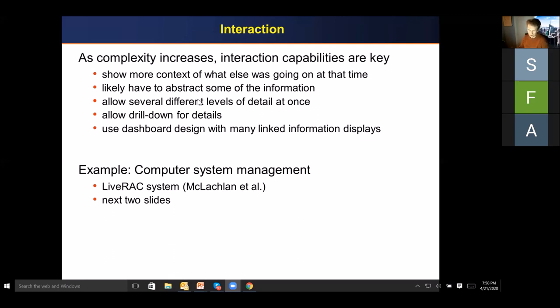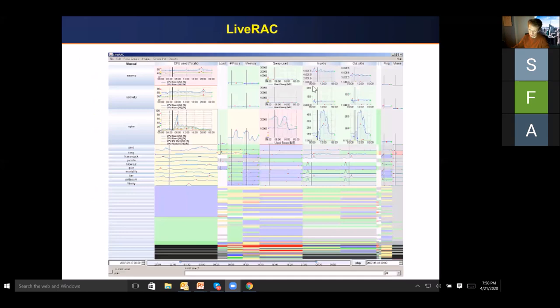I want to show you a video of a really old system called LiveRac by McLachlan et al. This is the interface that they have. Look at it, it's a dashboard, but it almost looks like a spreadsheet dashboard. You don't have to build a dashboard like this, but it's really beautiful.